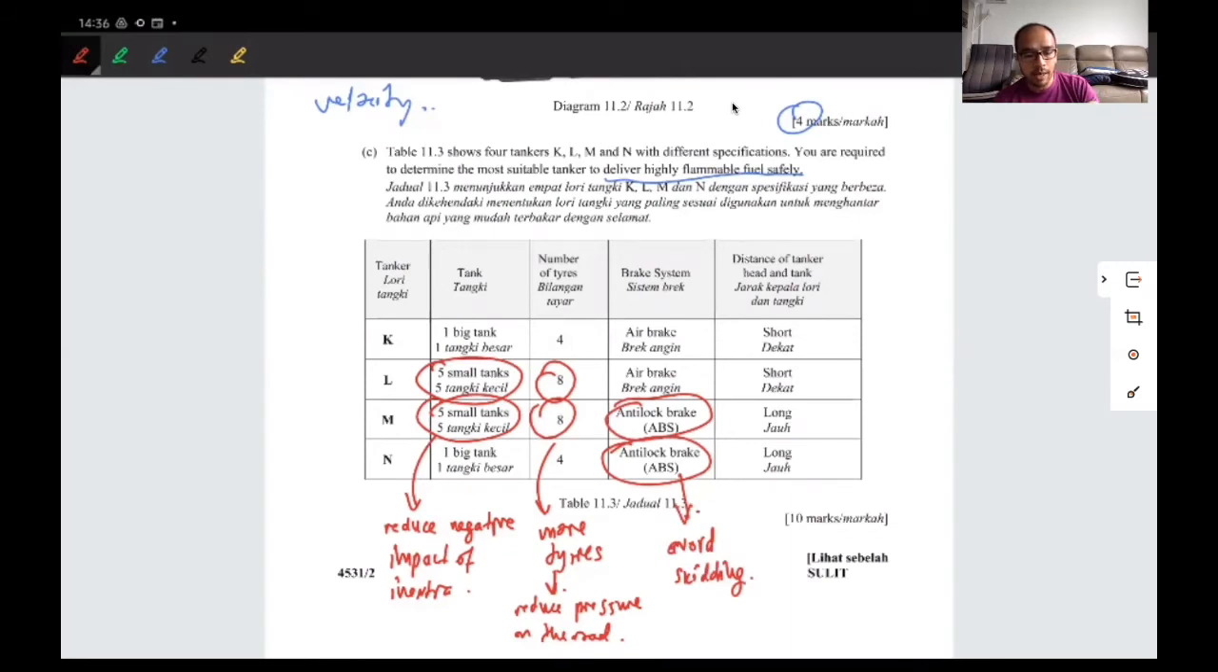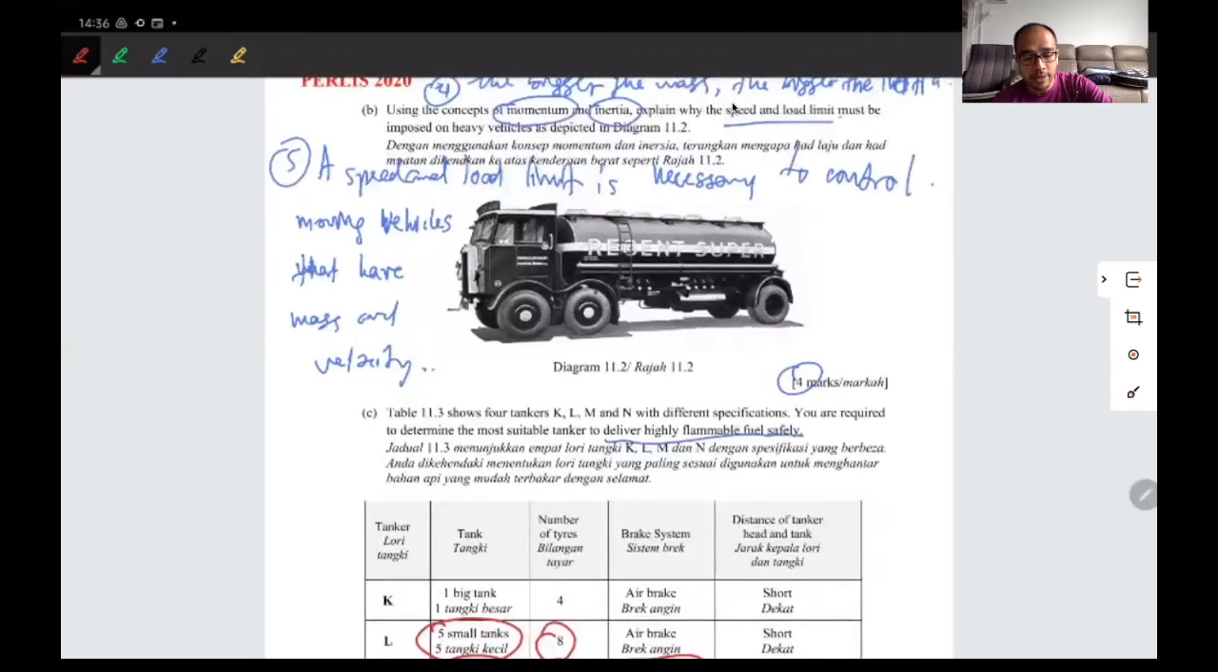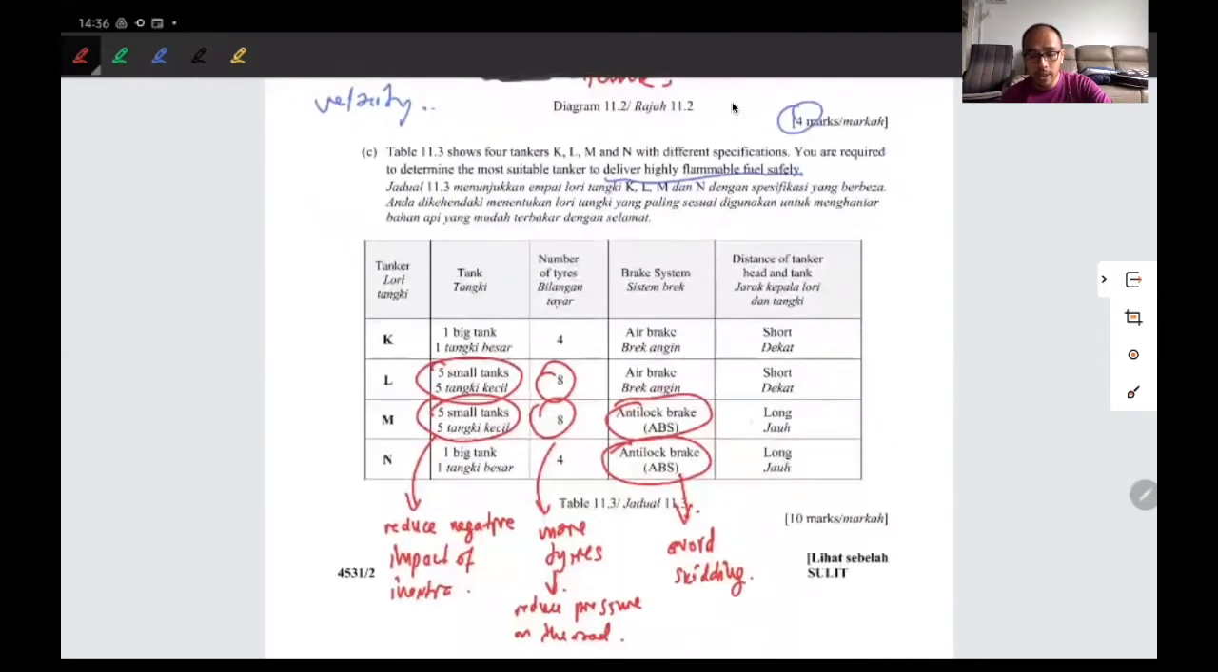Okay, the distance of the tanker head and the tank. In case you don't know what the tanker head is, this is obviously the tank, and this is the tanker head. So we want the distance to be long, so that it can be over here. It says to increase the time of impact, to decrease what? This always goes together. Increase the time of impact to decrease what?